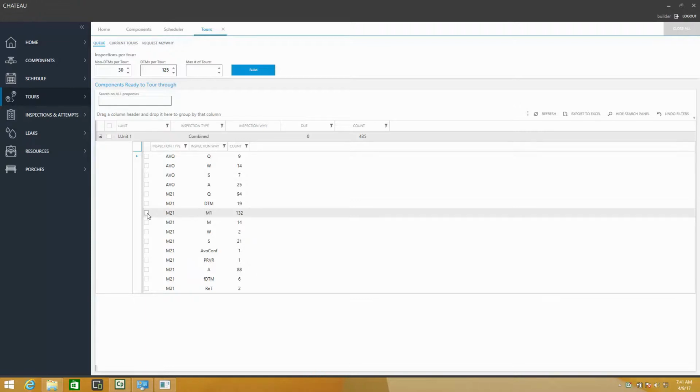We have 132 M1 components. If you remember, that's your MMQ components, where you have to be monitored 2 consecutive months and not leaking and then go to a quarterly frequency. We have 132. In order to demonstrate this feature, we're going to change the maximum number of inspections to 40. Trying to change that to 40.